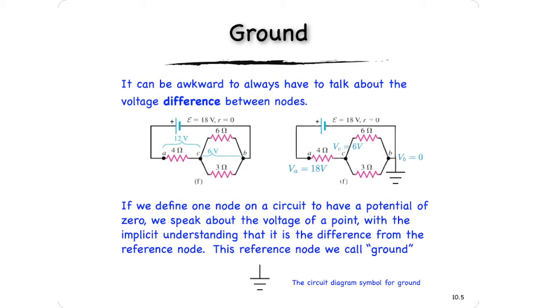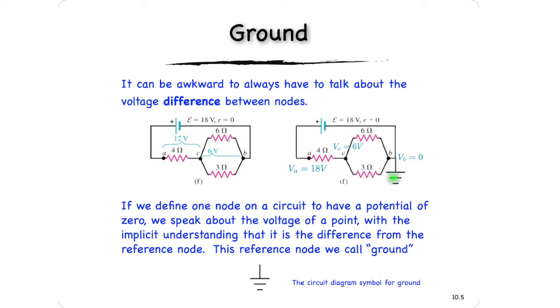Would it still be 6 volts? Or would it be minus 12 volts? We need point C to be 12 volts lower than point A. So if we define point A to be ground, point C is minus 12 volts and point B is minus 18 volts. Okay, so we're just shifting our reference point, but we're not changing the voltage difference between various points.